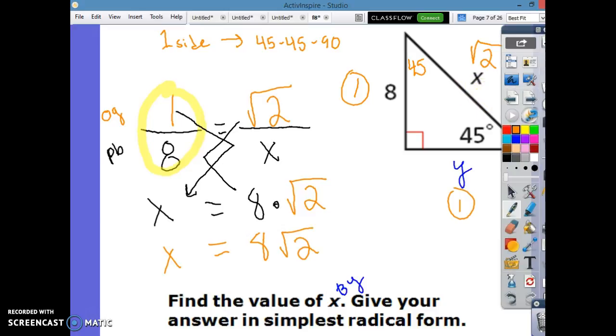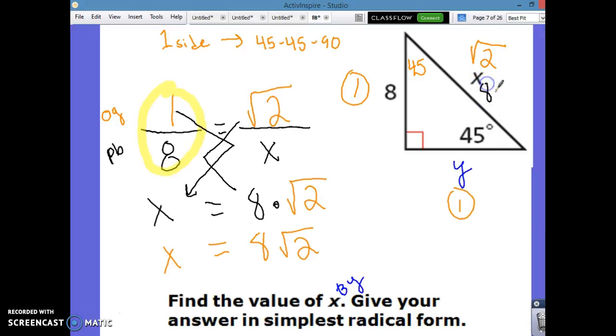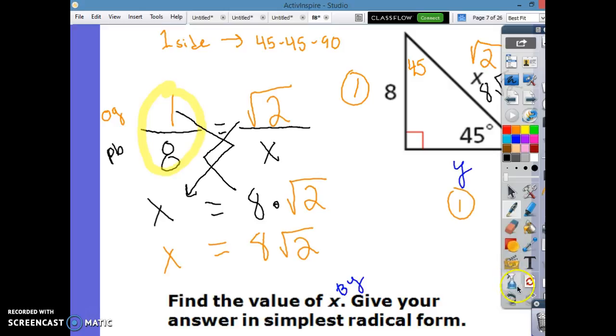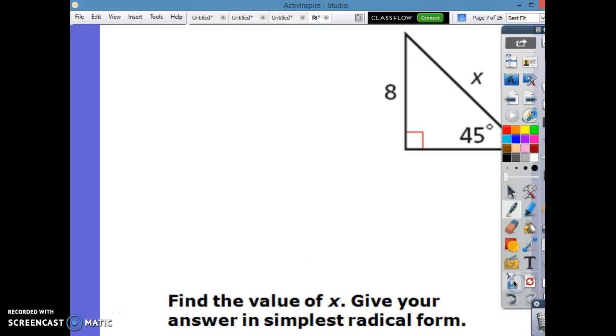I'll write that up over here. We found our answer. Hold on one second, Sam. Let me write this down. 8 square roots of 2 is the value of x. All right, now let's look at solving for y. So let's clear out our annotations and solve for y.